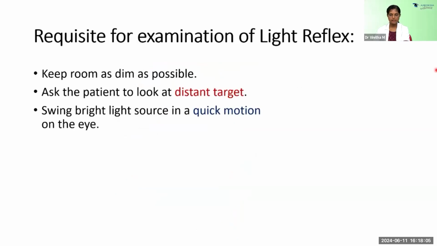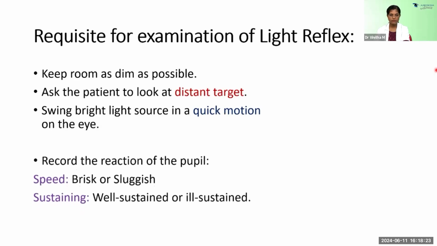Requisites for examination of the light reflex. Keep the room as dim as possible. Ask the patient to look at a distant target. Swing a bright light source in a quick motion onto the eye. What are you going to observe? We have to record whether the reaction is brisk or sluggish, well sustained or ill sustained.